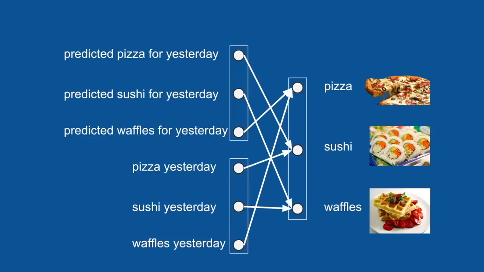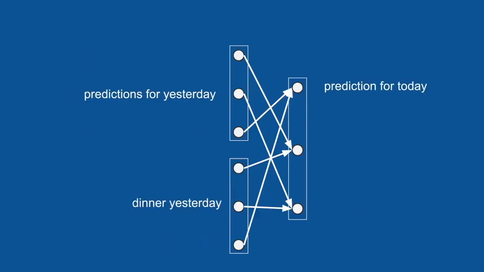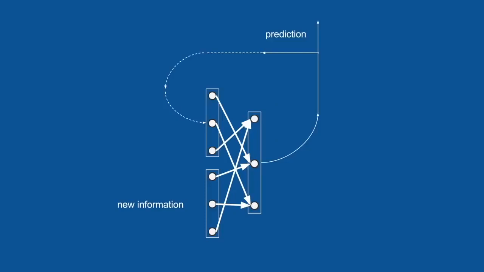Now we can group together our inputs and outputs into vectors, separate lists of numbers, and it becomes a useful shorthand for describing this neural network. So we can have our dinner yesterday vector, our predictions for yesterday vector, and our prediction for today vector. And the neural network is just connections between every element in each of those input vectors to every element in the output vector. And to complete our picture, we can show how the prediction for today will get recycled.